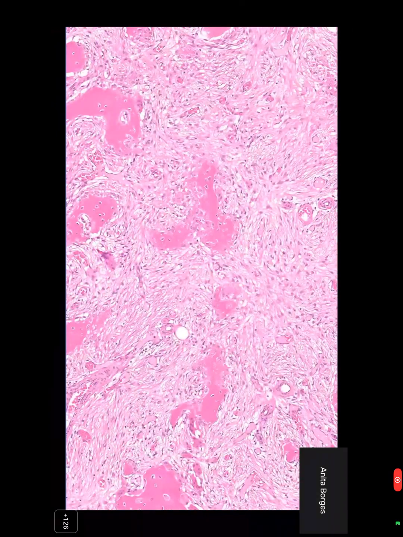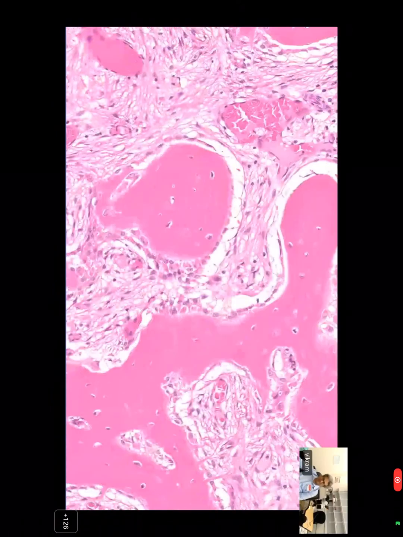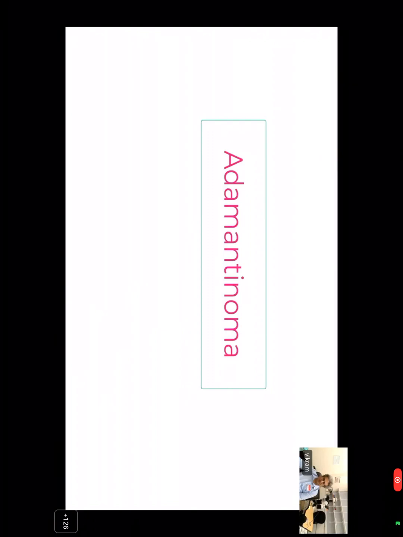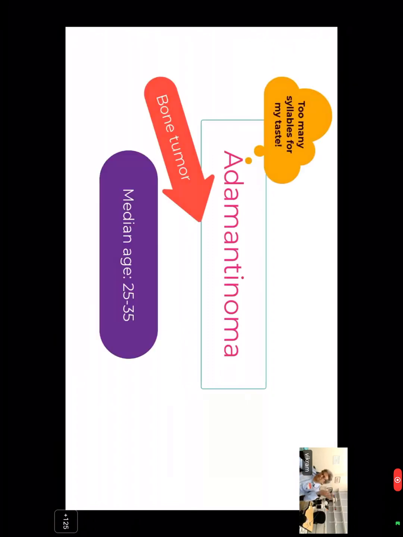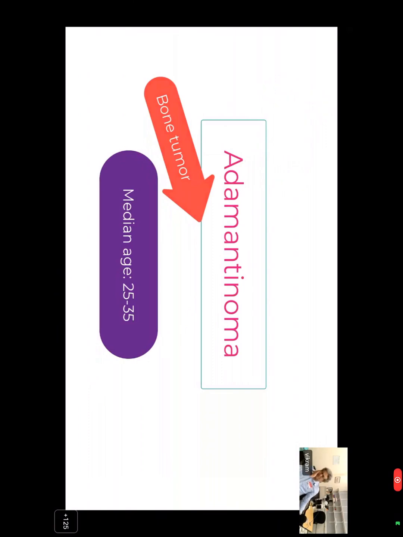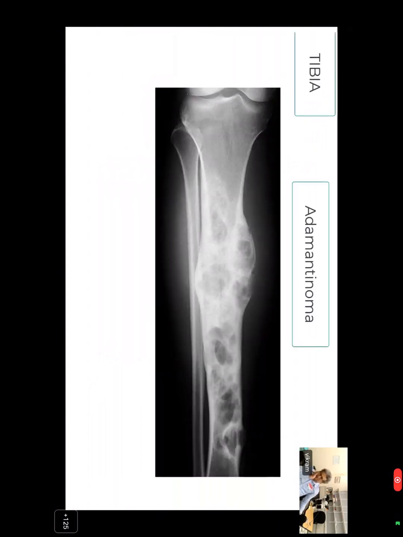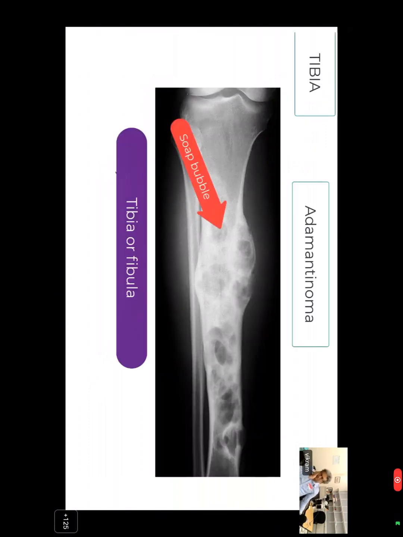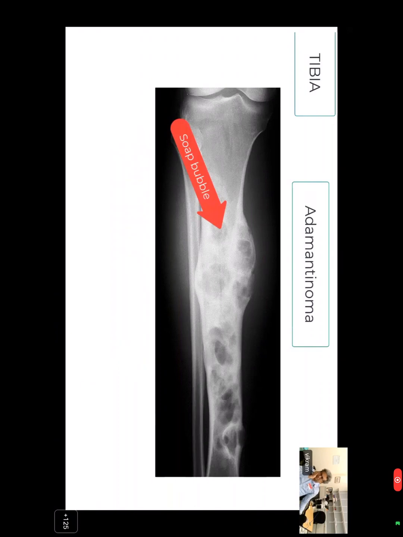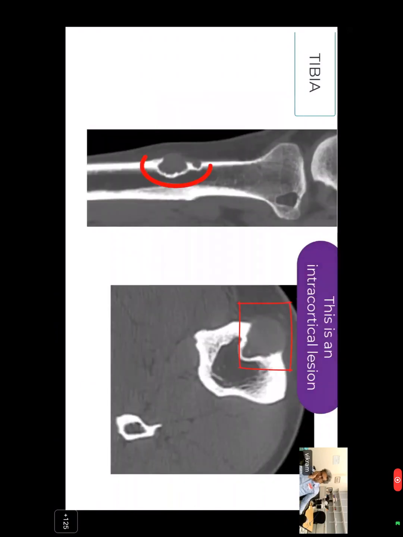So yes, this is osteofibrous dysplasia, and I think I have a video. Let's see if we can play this. This was an adamantinoma, so that's on the differential. Here's a warning. You really shouldn't be diagnosing this outside the tibia or fibula. Two things I must stress. One, the most common bone involved is the tibia, and in the tibia, this is intracortical.